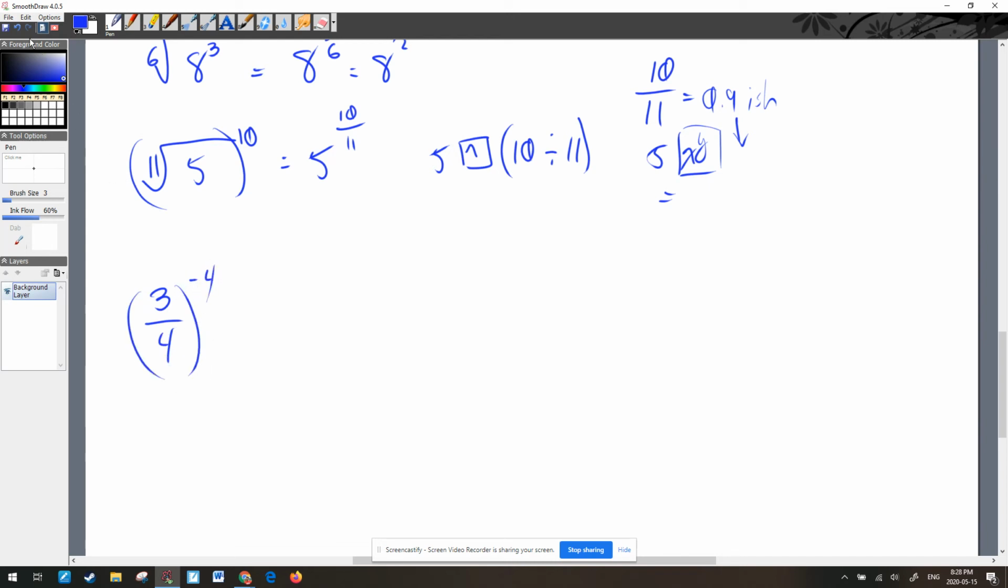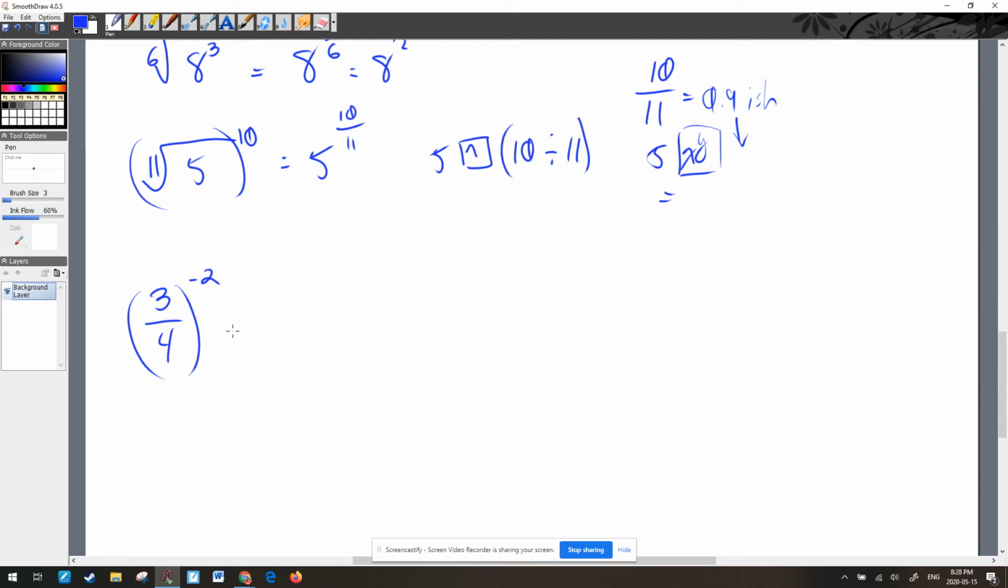That's too big. How about negative? Let's go easy. Negative 2. And I would like this expressed as a simplified fraction. Okay, I don't want this as a decimal.